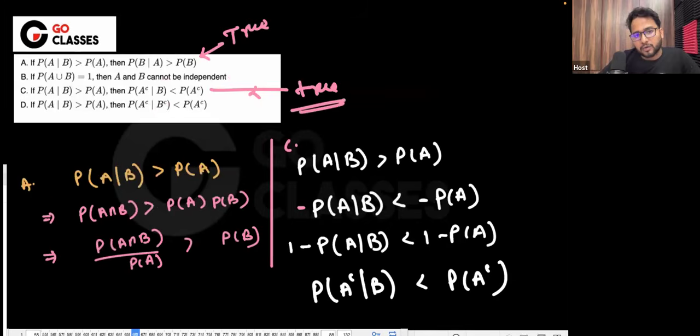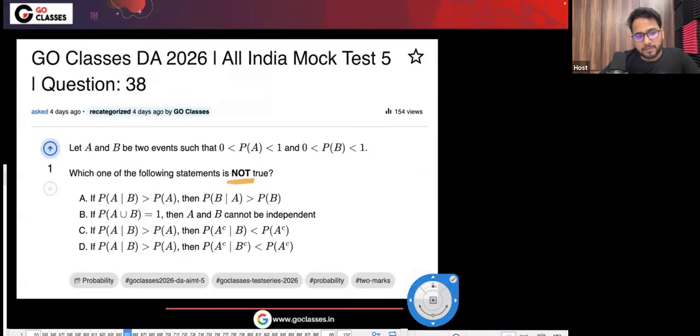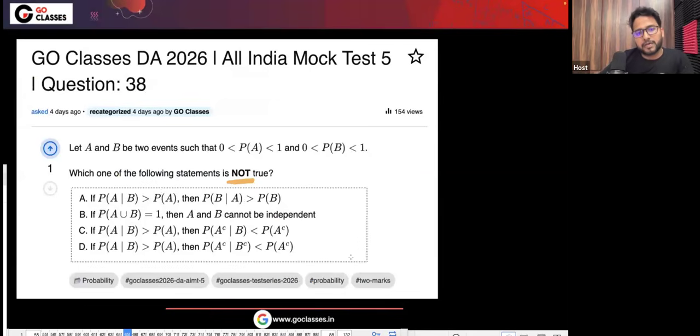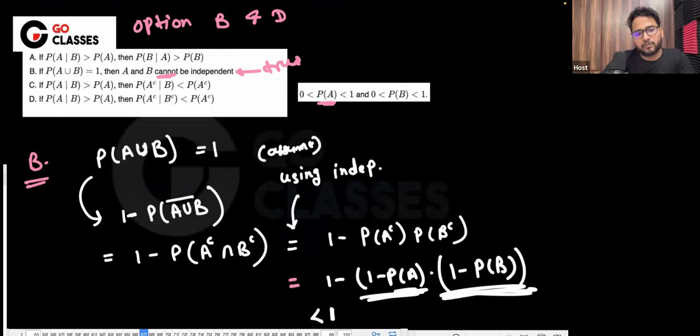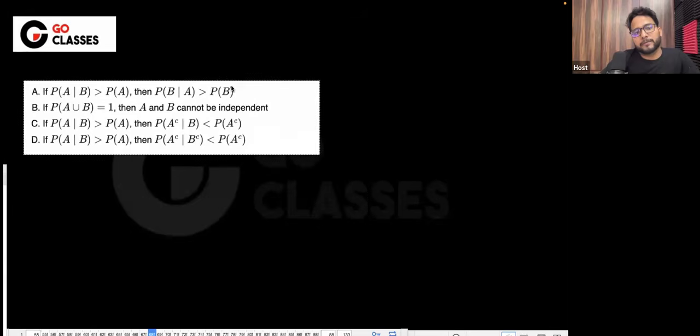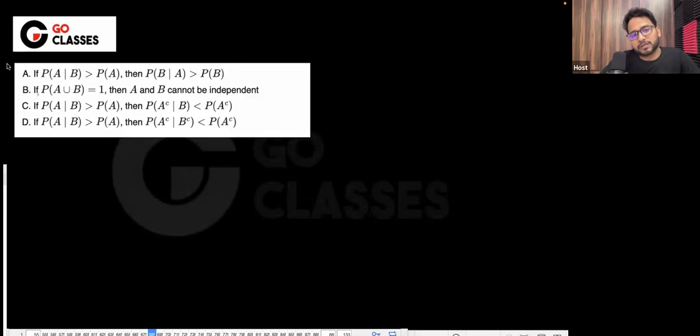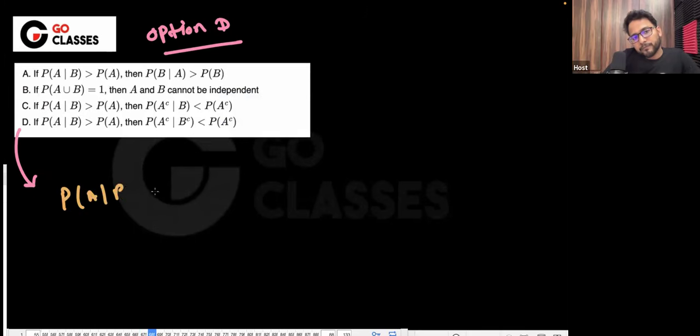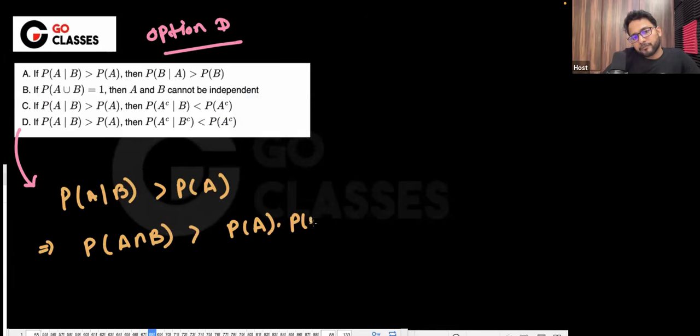Now let's check the last option, which is option D. A and C were straightforward, and option B is also done. In option B I converted the union to an intersection; that's the only thing we did. Option D is also not that tough. Let's check whether it is true or false. They are giving that probability of A intersection B is greater than P(A), which is the same as probability of A intersection B being greater than P(A) times P(B). This is basically given.